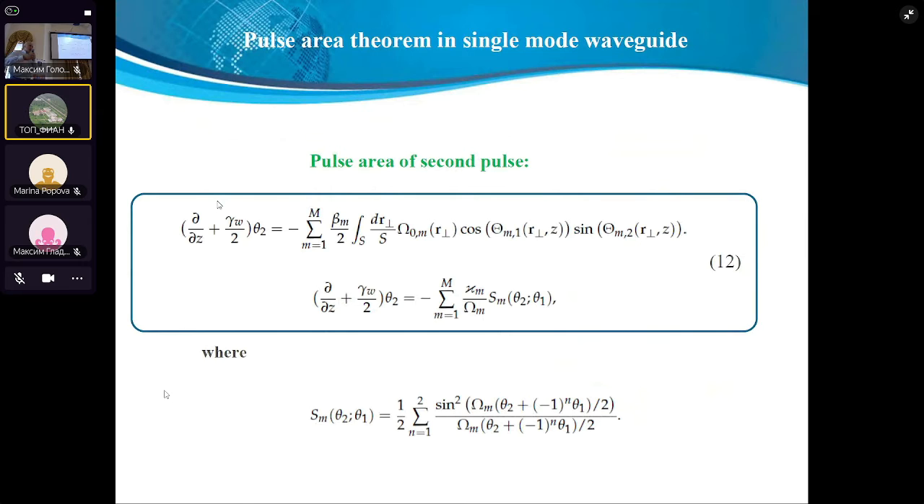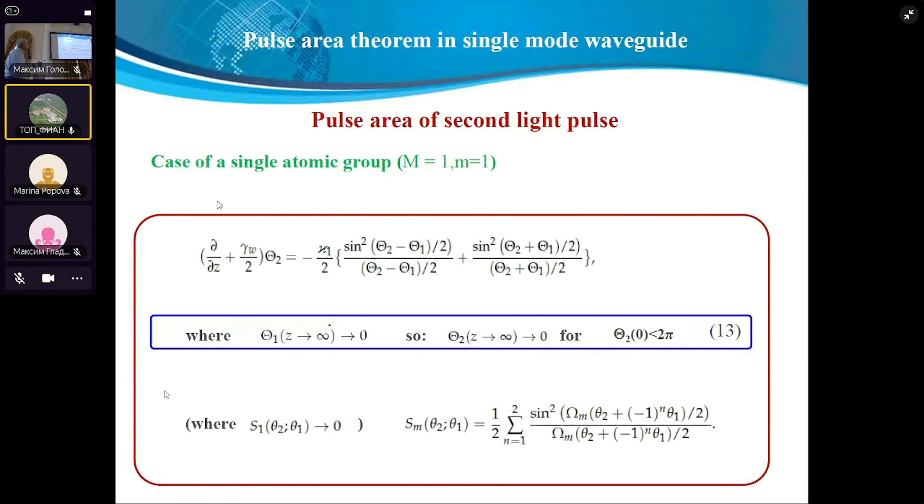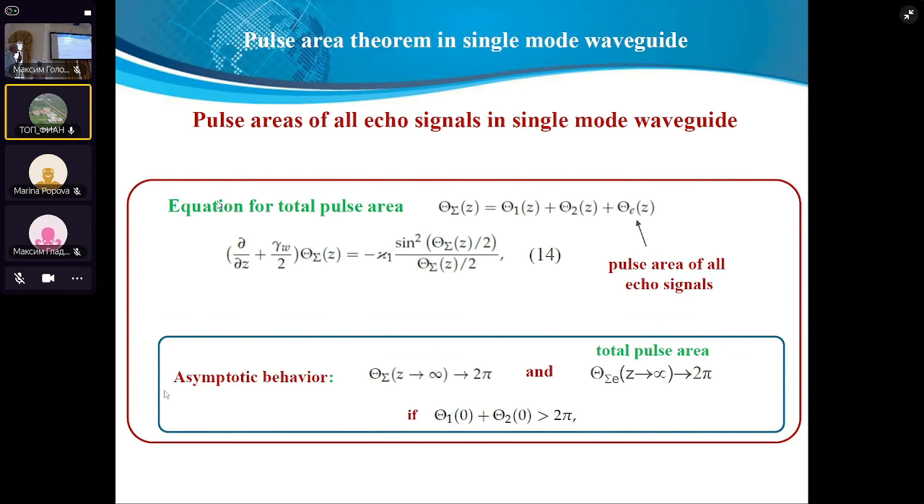The next step was to apply this technique to the pulse area of echo pulses, and similar to the previous work, we derived all these equations and found the pulse area of the first pulse and the second pulse. And for the second pulse, the equations will be like this. And from this, it's possible to find that if the first pulse area decreases, the second also will decrease to 0 if its pulse area is initially smaller than 2 pi. In this case, we can find, similar to the approach of McCall-Hahn, the pulse area of all echo pulses.